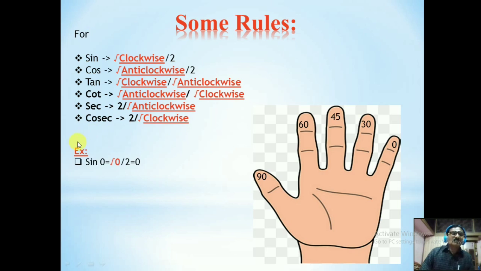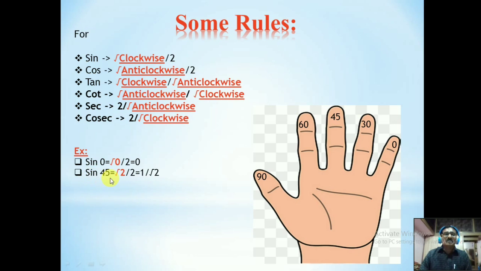We see some examples. Sine 0. This is 0 degree. We count clockwise fingers. There are 0 fingers. Therefore, we take root 0 and divide it by 2. Root 0 upon 2 is equal to 0. Therefore, sine 0 is equal to 0.